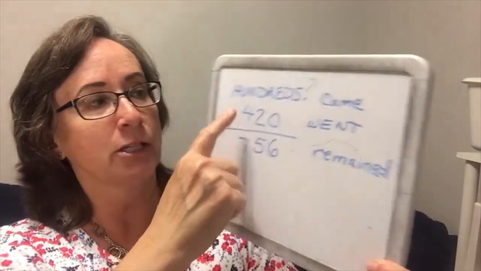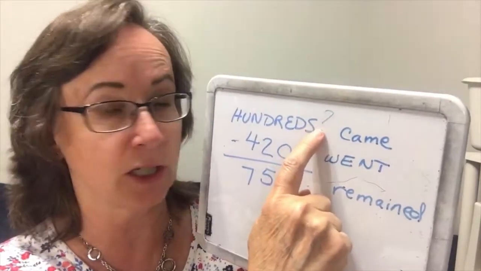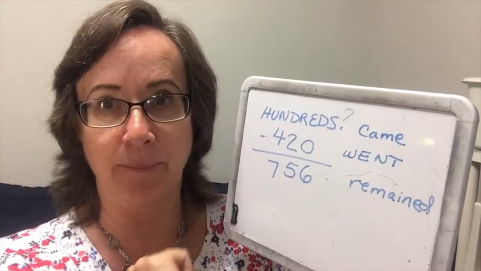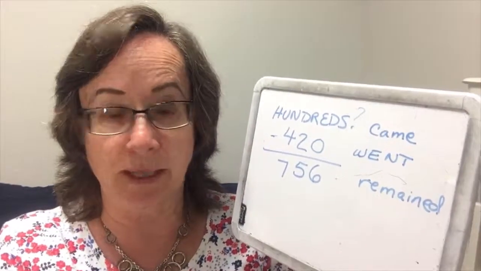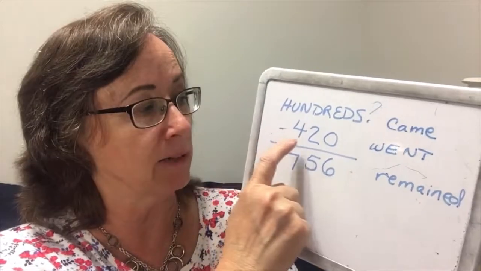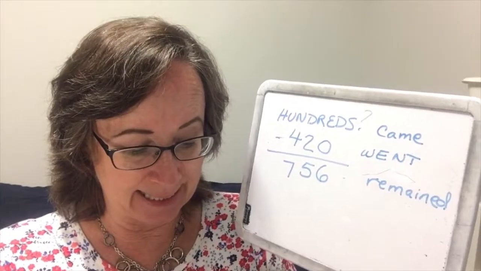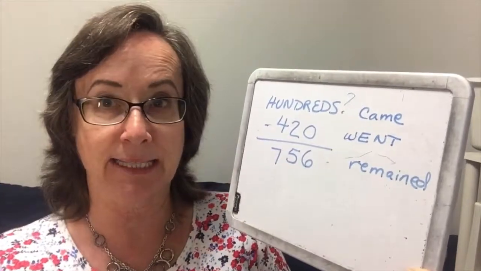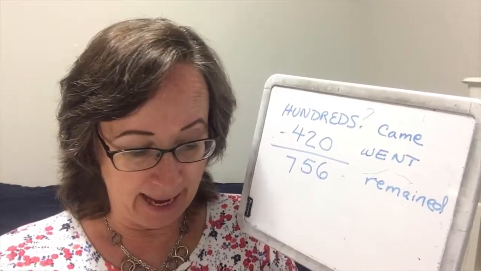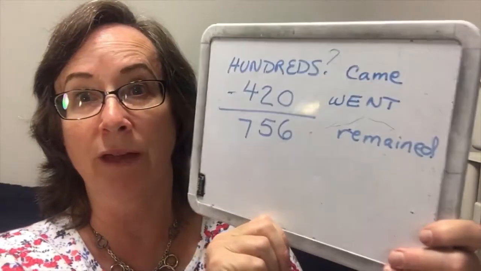Hundreds of knights came to the tournament. They didn't tell us how many, so I just put hundreds, and I put a little question mark showing me this is my question on the problem. Hundreds came. The second sentence says, then 420 knights went home. So that means we're going to subtract 420 went. And then lastly, it says 756 knights remained. How many knights came to the tournament? So we're looking for how many were the hundreds.